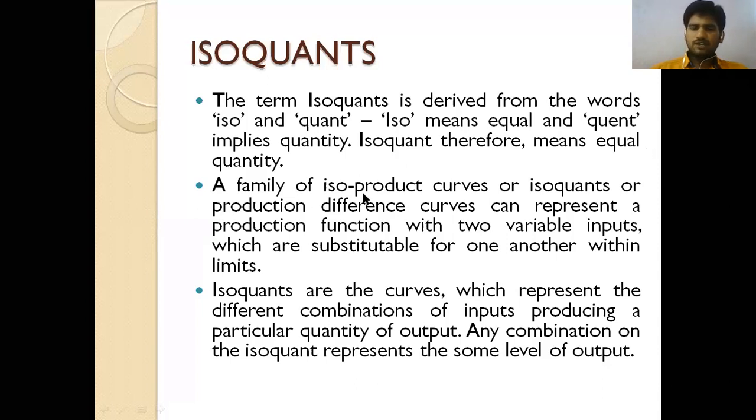See that the family of isoquant curves, or the isoquant production difference curves, we are going to mention in a curve manner, that is, in a diagrammatic manner. In the x-axis and y-axis, we are going to take labor and capital. Then with that, what is the output, whether it is going to increase or decrease. That we mention in a graphical representation known as an isoquant. So we will see in the next class.